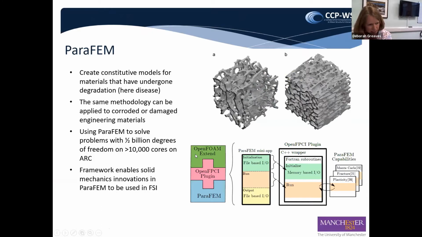The team at Manchester, Lee Margetts and his colleagues, he's looking at complex structural mechanics models, and he's done developing work with ParaFEM to create constitutive materials for different types of structure, complex structure. So this is an example with, I think, a diseased bone, but could also be applied to looking at a damaged structure, steel structure, for example. And he's developed this framework which couples together ParaFEM, the structural part, with OpenFOAM for the fluids part.